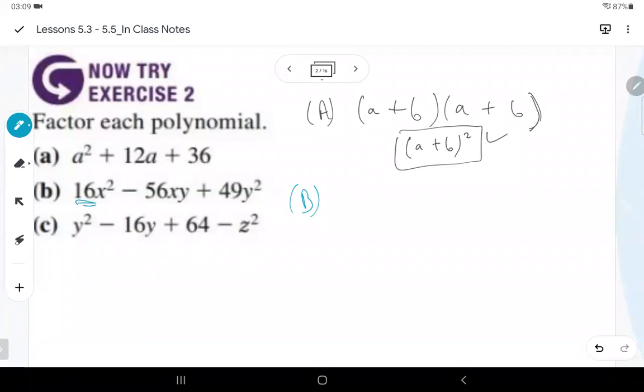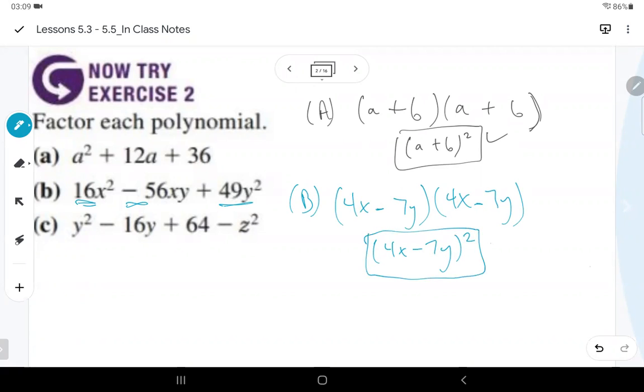16x squared, the perfect square of 16 is 4. So we'll have 4x and 4x. The perfect square of 49 and then y squared will be 7y. And we actually have a negative, so they'll both be negative. So then we would rewrite this as 4x minus 7y quantity squared.